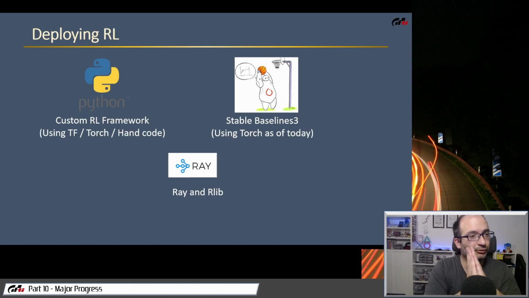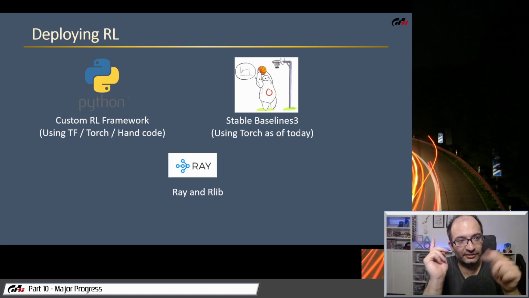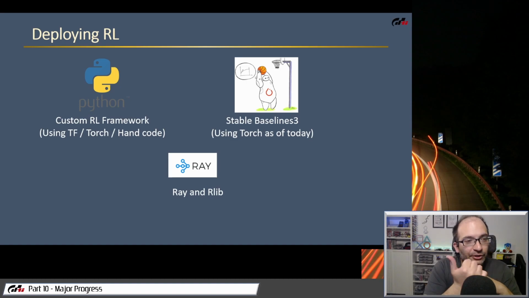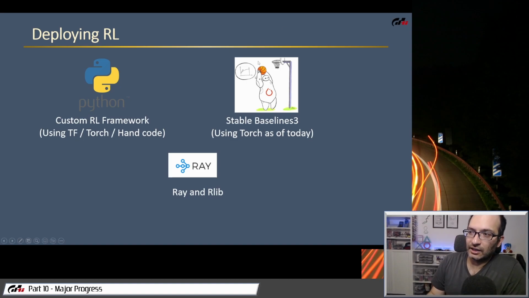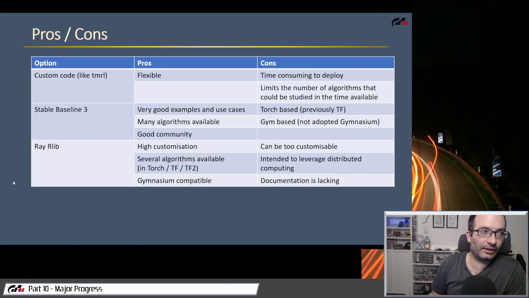So then, deploying reinforcement learning. This was a big dilemma. Up till here, we have nothing that has to do with reinforcement learning, and here the tough part begins. Even though I think all of it was tough until here, this is the real thing. So first option is make something custom, or custom while using existing frameworks and libraries like Torch or TensorFlow, or make your own. Another option is the Stable Baselines library, and the third option is the Ray and RLlib framework. So these are the pros and cons.